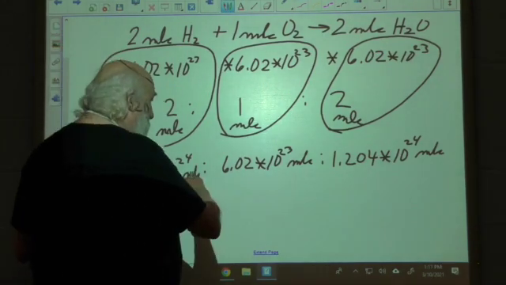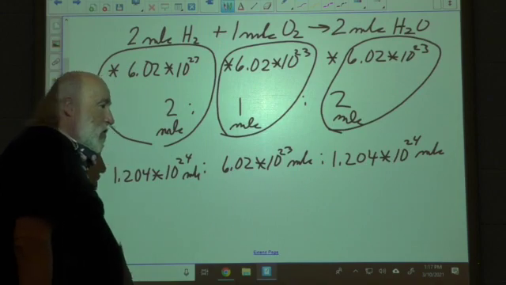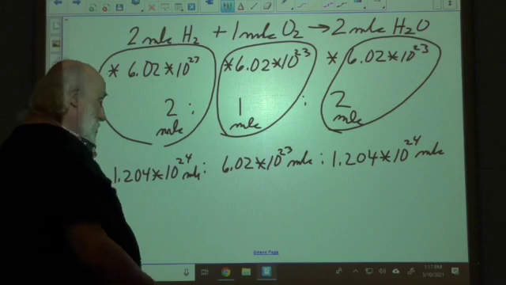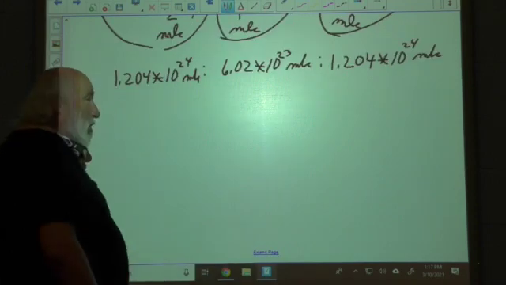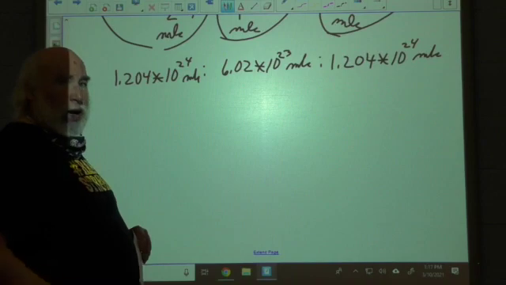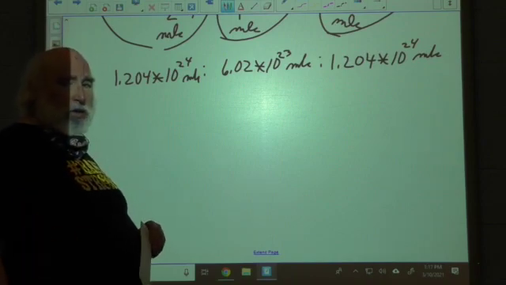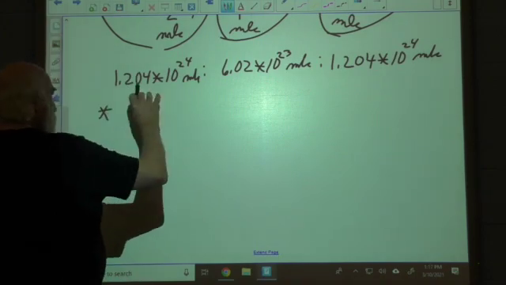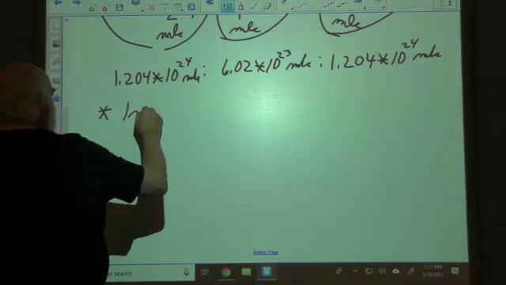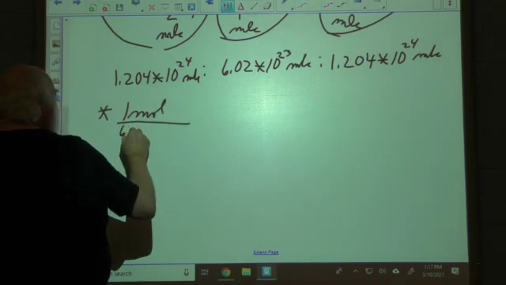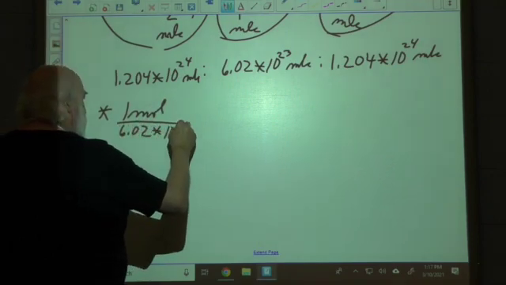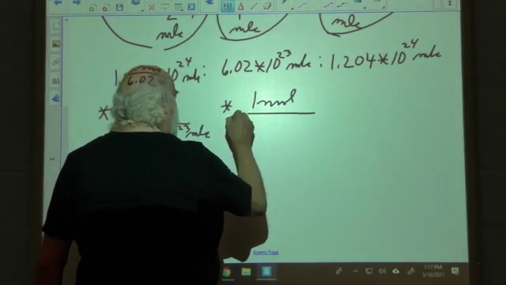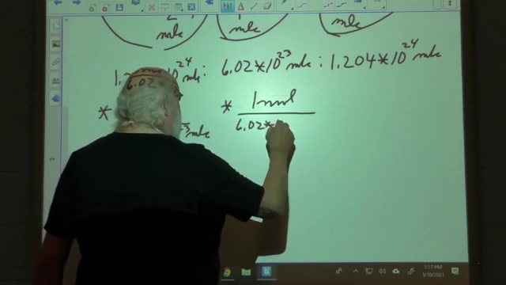So when I take a look at this, it's a pretty ugly looking ratio. But what I'm going to do now is multiply it by something else. I'm going to multiply it by the definition of a mole. And like we just said, a mole is 6.02 times 10 to the 23rd of anything, in this case, molecules. So I'm going to multiply each term of this ratio by 1 mole over 6.02 times 10 to the 23rd molecules.